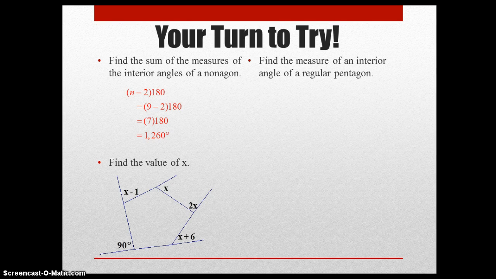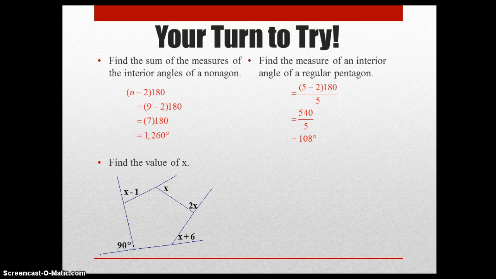The second example says find the measure of an interior angle of a regular pentagon. Well, a pentagon has 5 sides, so we're going to set up our equation, 5 minus 2 times 180. So we get 540 degrees for the total angles, divided by 5, the number of sides or angles. So each angle in a regular pentagon is 108 degrees.